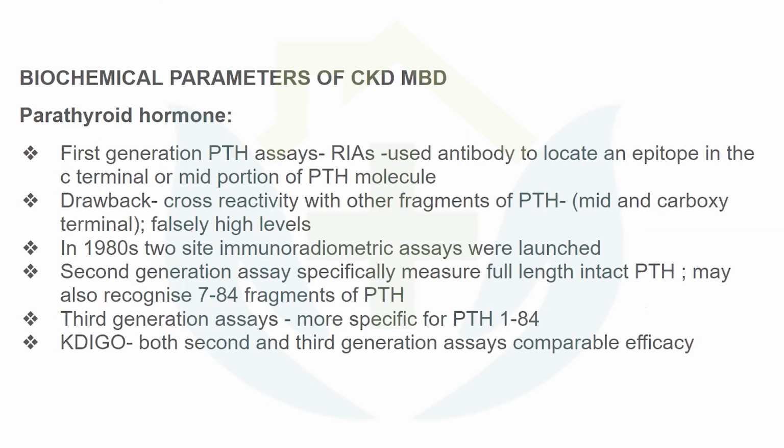First generation assays use an antibody to locate the epitope on the C-terminal or mid portion of PTH. But the drawback of this is cross reactivity with smaller fragments of PTH, leading to falsely high levels. So currently what we use is the second generation assay, which measures full length intact PTH along with some smaller fragments of PTH. Third generation assays are the most specific ones, but both second and third generation assays have comparable efficacy.